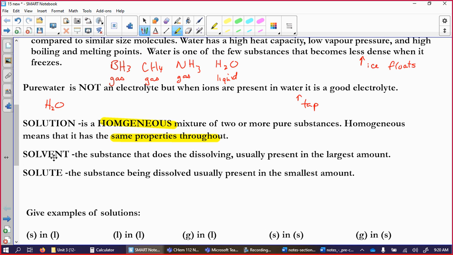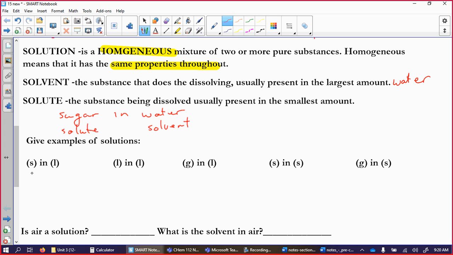So a solution, the solvent, is what does the dissolving, which what we're going to talk about is water. The solute is what there is in less. So if we think about pop or juice or Kool-Aid, the solute is sugar. So this is the solute, solvent. So there's all sorts of different types of solutions.